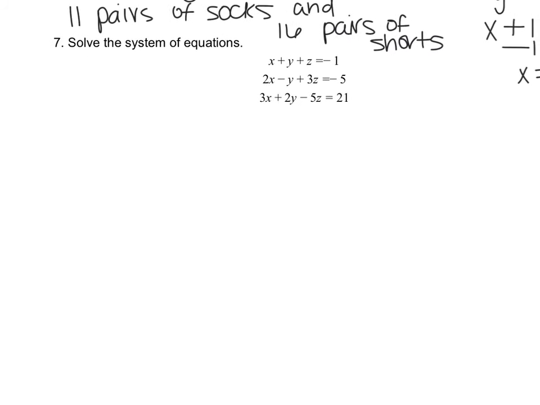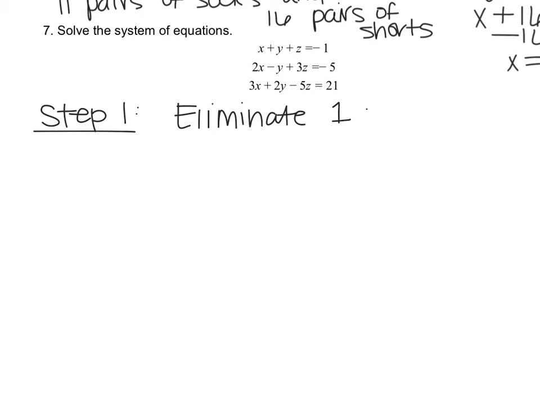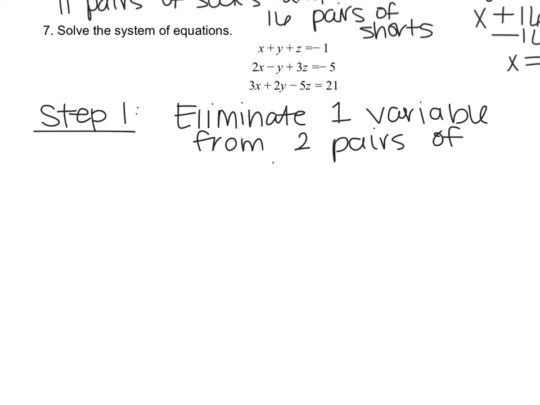The last thing we're going to look at is how to solve a system of 3 equations. In order to solve a system of 3 equations, you want to make sure you follow the 3 steps. Okay. Step 1, we're going to eliminate one variable from 2 pairs of equations.